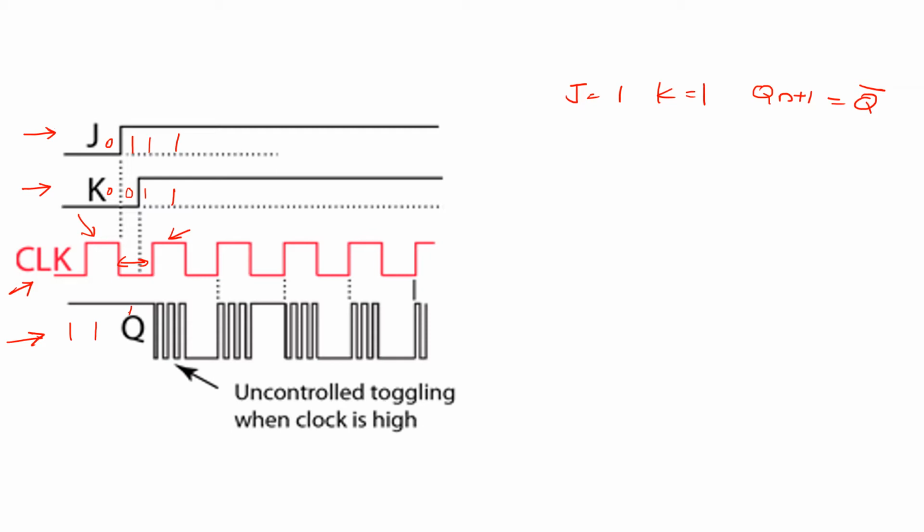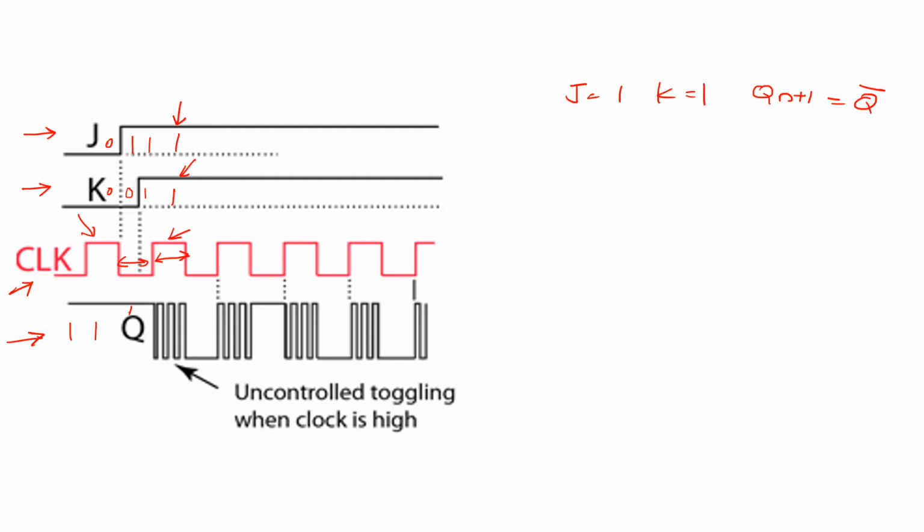Now, there is one problem with this. Here you can see that this is the clock signal width. That means during this entire period, your clock signal is high. During this entire clock signal, you can see that J is equal to 1 and K is equal to 1. So when you apply the clock signal with J equal to 1 and K equal to 1, you will get the complement of the previous state.